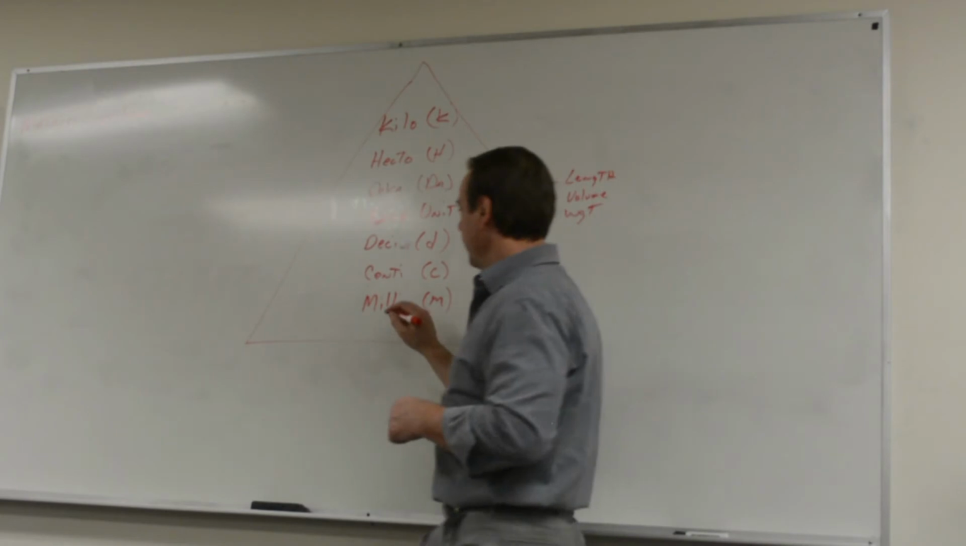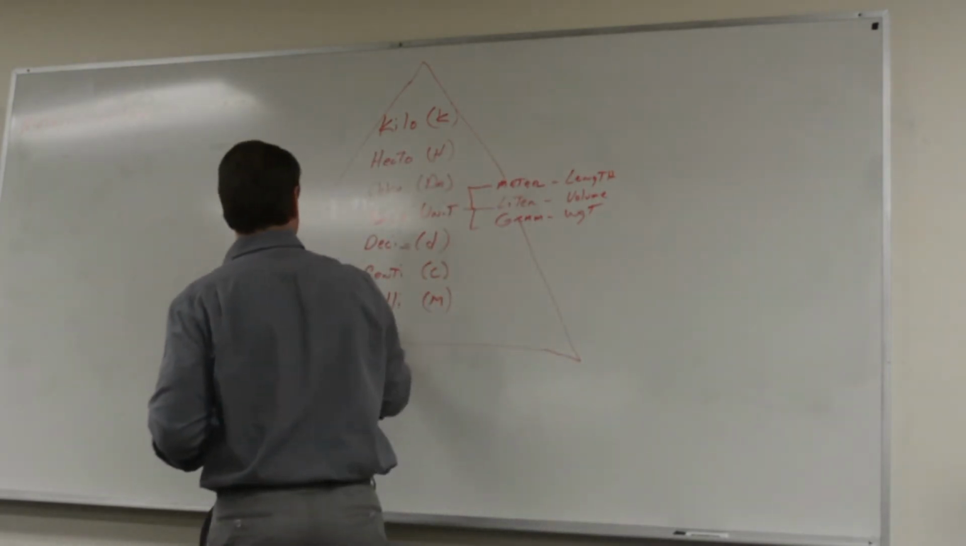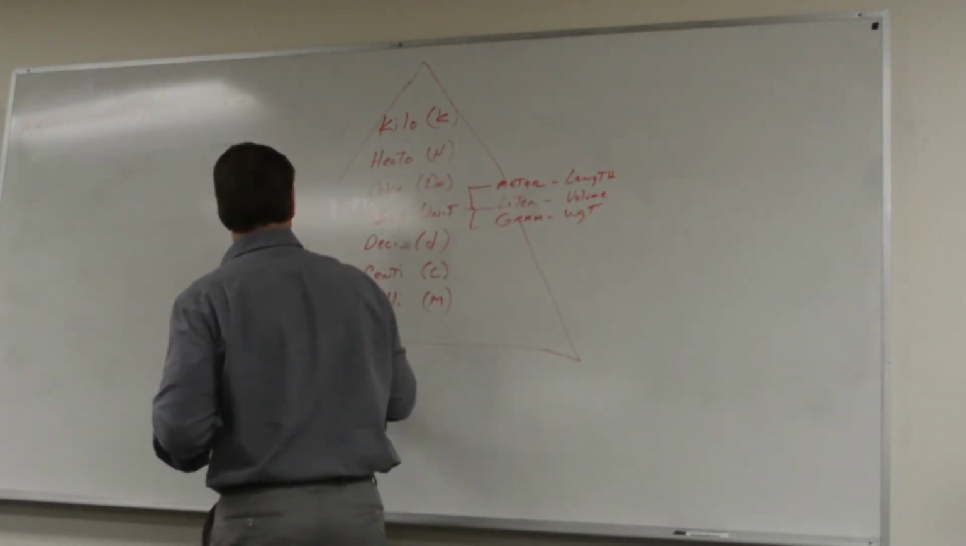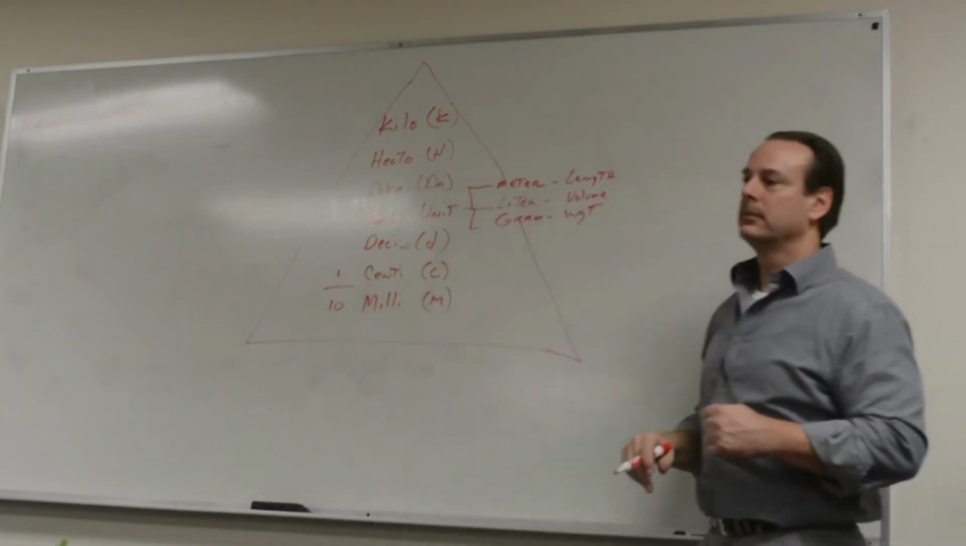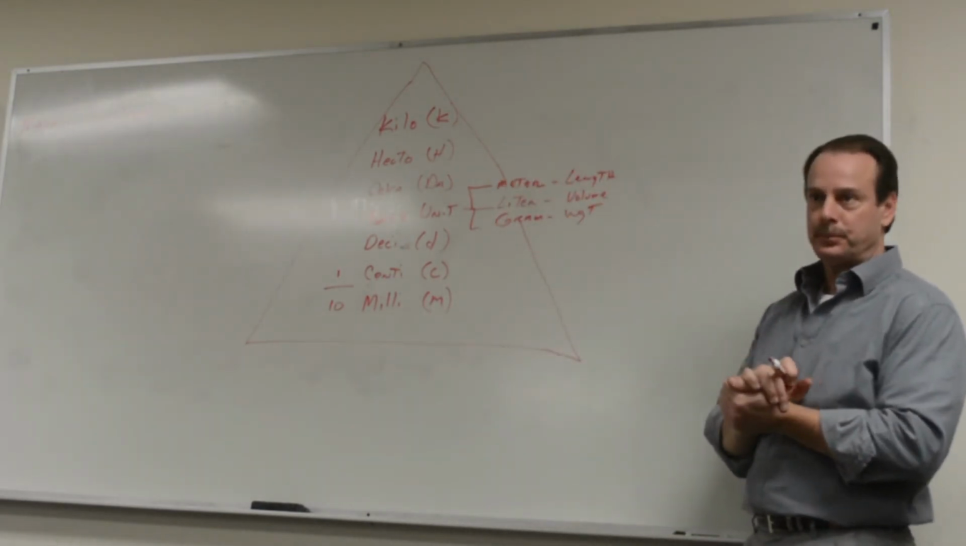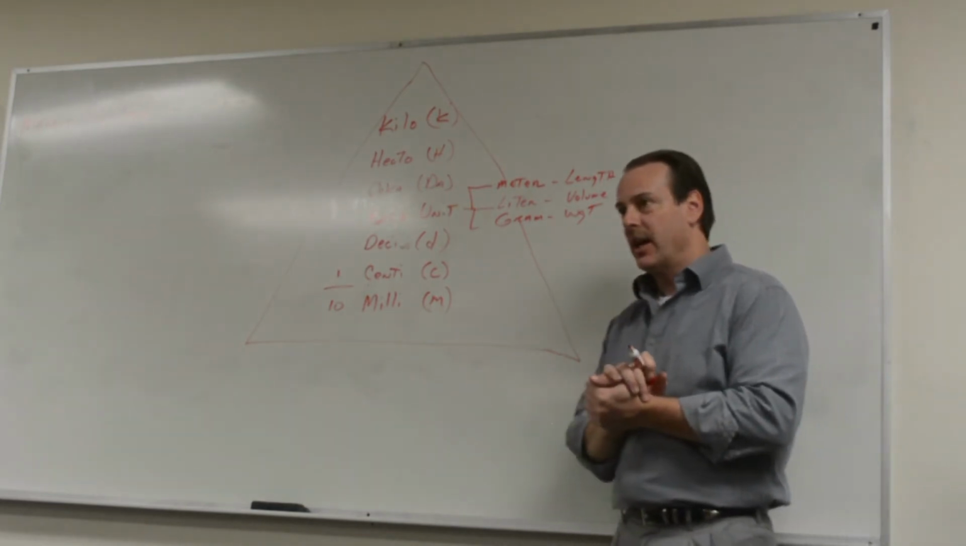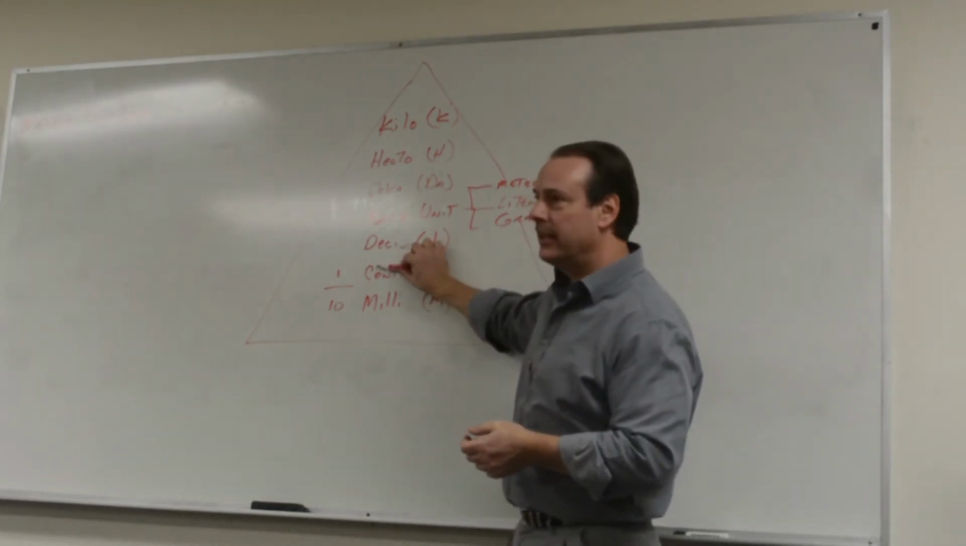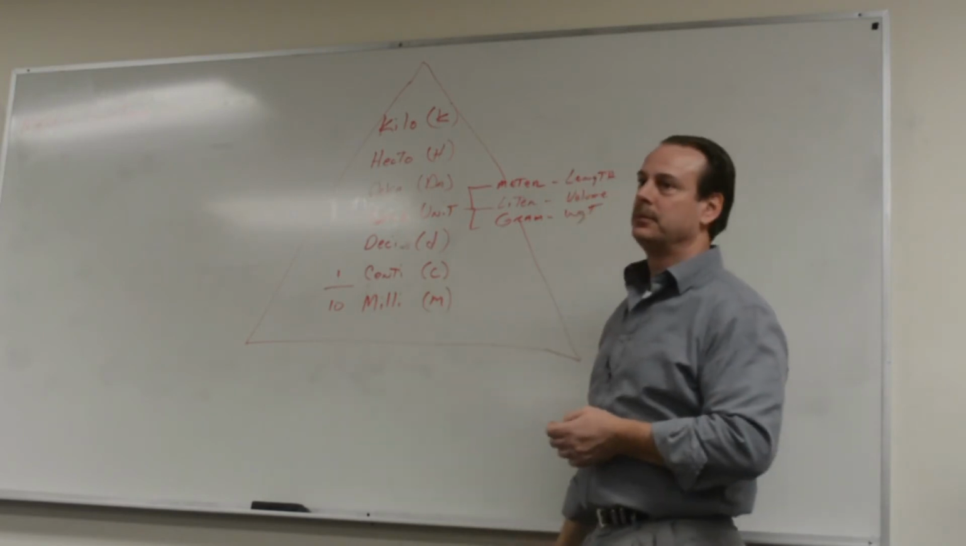Here's what I want you to do. In between these two, I want you to put a division bar and put a 1 here and a 10 here. This is a 1 to 10 ratio. What this is telling us, in 1 centi, there's 10 milli.